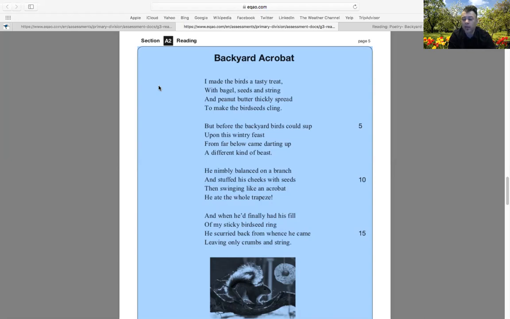And number 3, look at the main themes. Who are the characters in the poem? What's the setting? Where does it take place? And what's going on? Those are the 3 things. And what's the author trying to say? Why do we have a picture here of a squirrel and looks like some kind of donut or bagel, and then backyard acrobat? So those are things to think about when you do this poem by yourself.